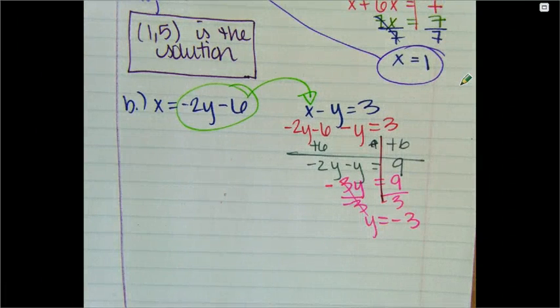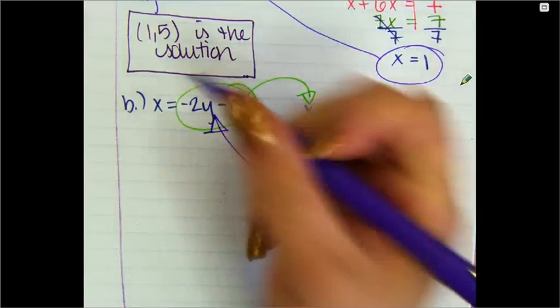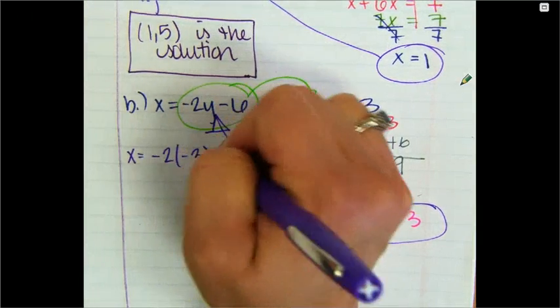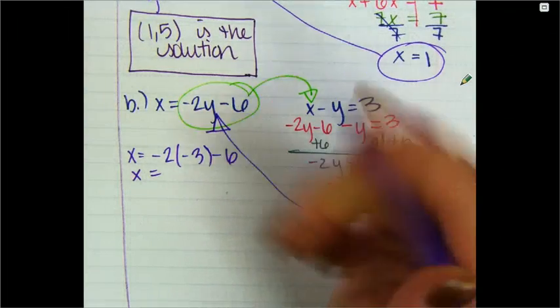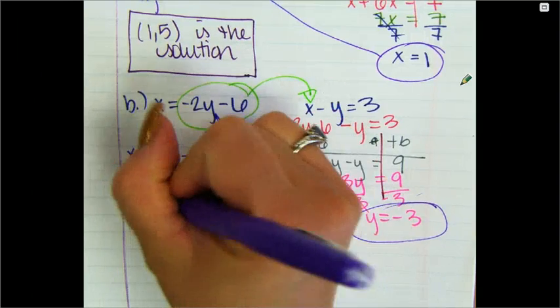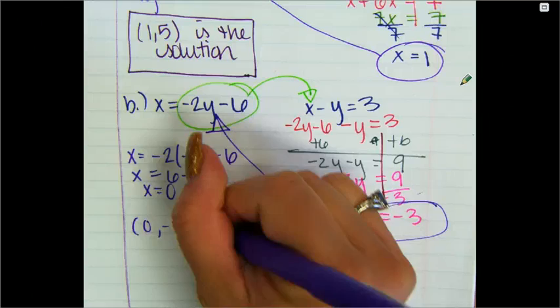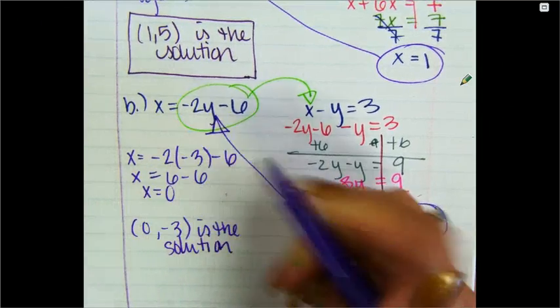Okay, and then what did you do with negative 3? You plugged it in for y. So x equals negative 2 times negative 3 minus 6. So x equals, what's negative 2 times negative 3? 6 minus 6 is what? 0. So you're going to tell me that 0, negative 3 is the solution. Read it right. Good.